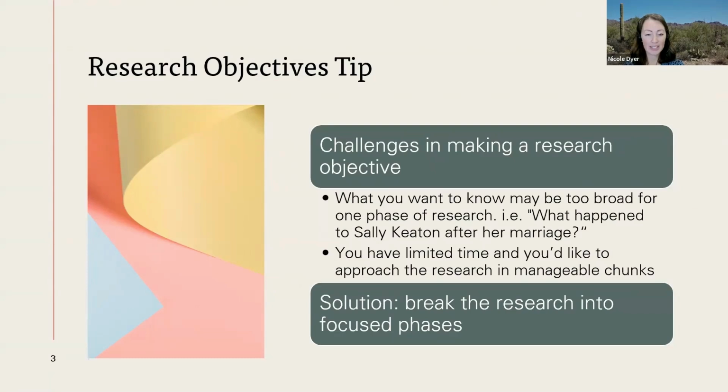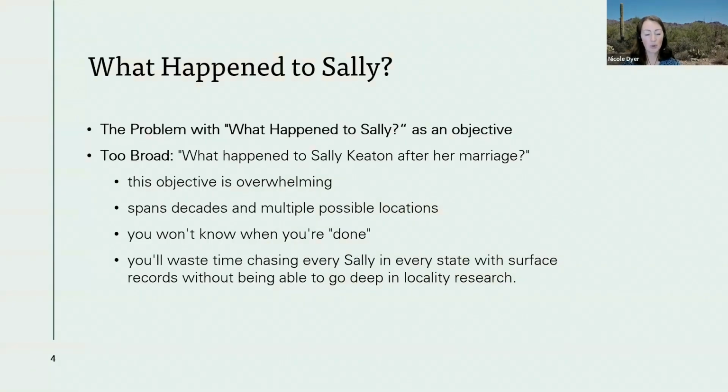And the reason why this can be a challenge is because we all have limited time for spending with our research. And if possible, it's best to approach the research in manageable chunks or phases where we break it up. So the solution that we often teach here at Research Like a Pro is to break the research into focused phases. And so with my research question, what happened to Sally? The problem was that what I wanted to know was too broad, what happened to her after her marriage. And that was a bit overwhelming.